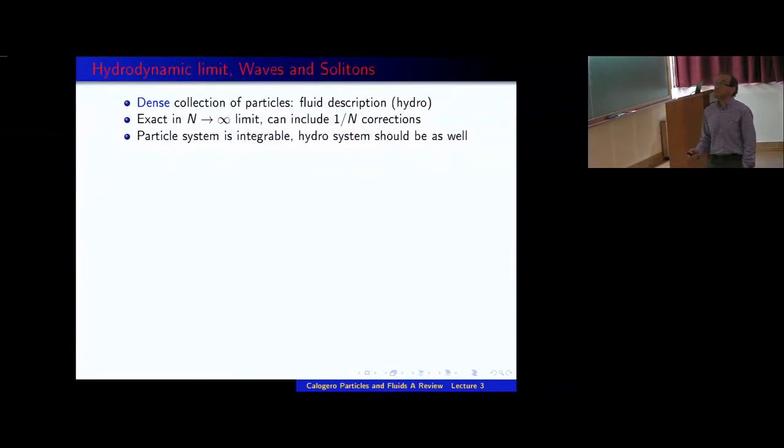This is a limit that should become exact in the n equal infinity limit, the number of particles going to infinity, although in many instances, and in this particular one, you can add terms that take into account finite n effects and make the description even more accurate, even looking at the coarse graining of particles. And in this particular case, for the Calogero model, since the original particle system is integrable, you expect to end up with an integrable fluid mechanical model.